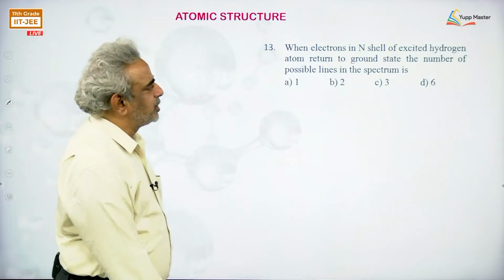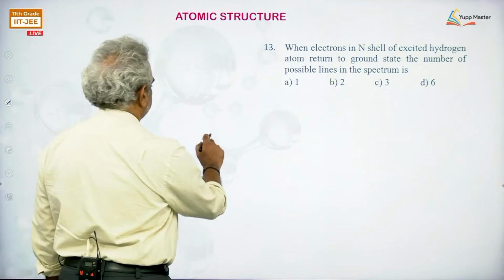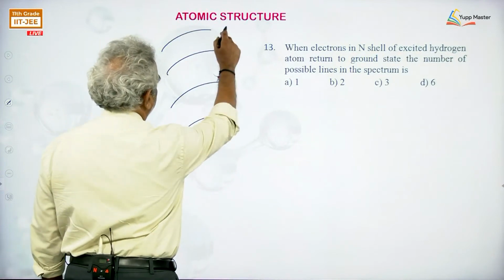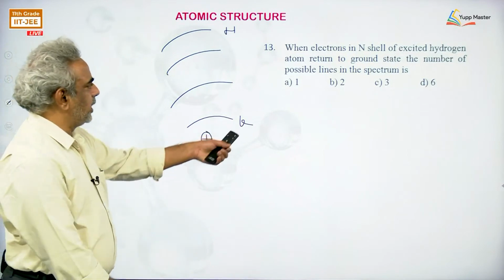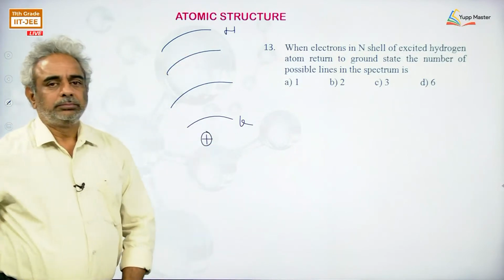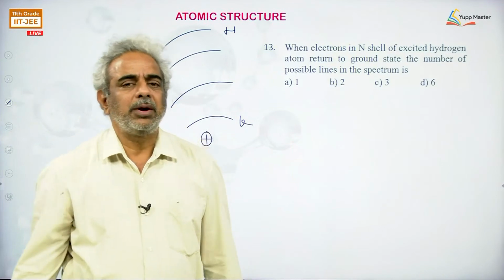When electrons in N shell, K, L, M, N, return to ground state, meaning K, electrons are jumping not in a single hydrogen atom, but in many hydrogen atoms.